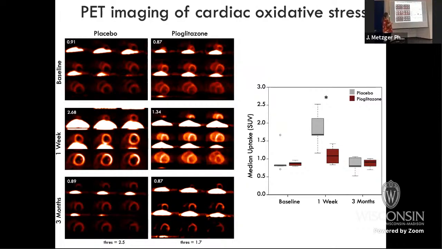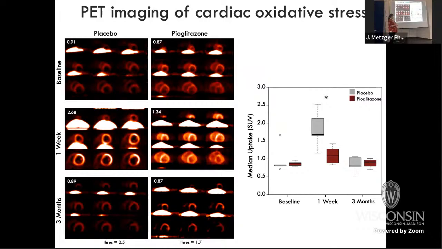If we look at the numbers here, our marker of oxidative stress, as we saw before, in our placebo animal, increased at 1 week and went back to baseline by 3 months. In the animal that was treated with pioglitazone, it also increased, but significantly less. And then again, back to baseline by 3 months after toxin. And we can see that graphically here.